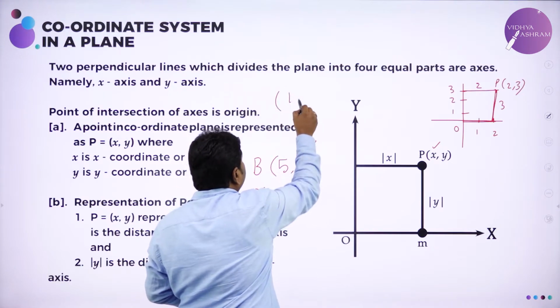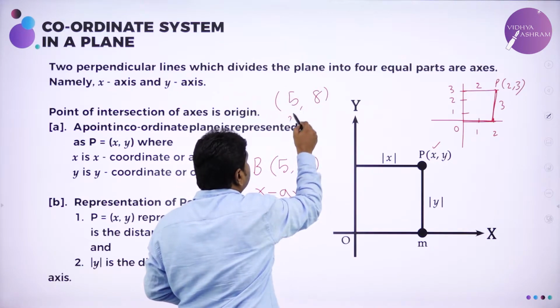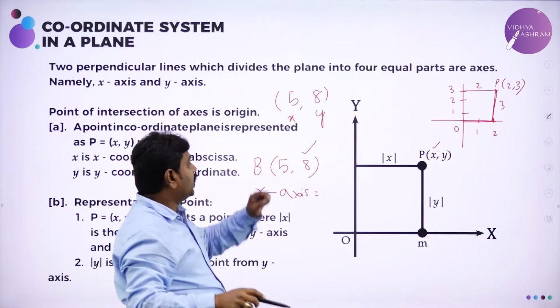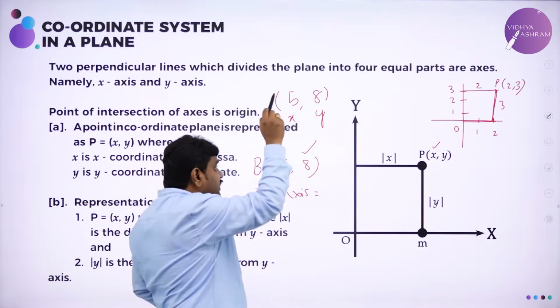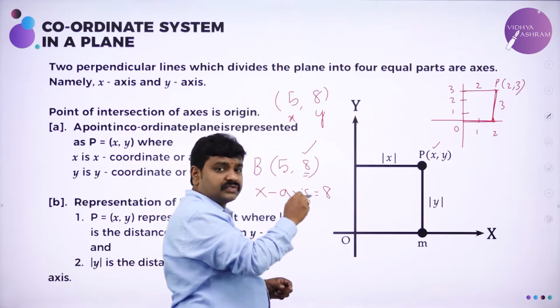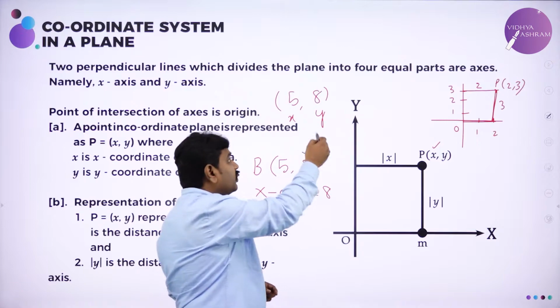So here I have written 5 comma 8. In 5 comma 8, the first we call the x coordinate, and what do we call the second? Y coordinate. And the distance of this point from the x axis is the y value. So what is the y value? 8. The distance of the point from the x axis is the y value. What is the y value? 8.